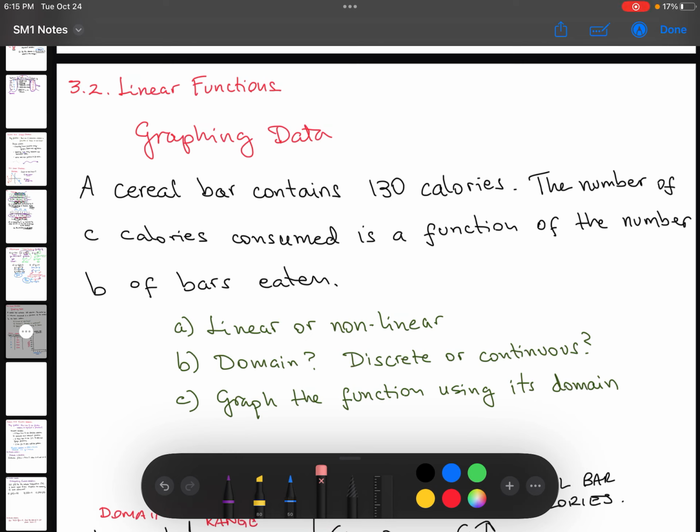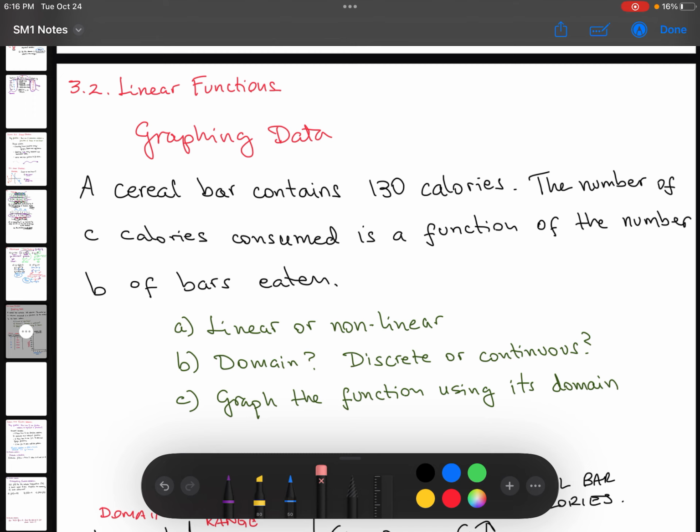Okay, this is our last topic for the lesson in Unit 3.2, where we are learning everything we can about linear functions. Now, we have a real life situation. The first thing we need to determine for this situation is whether it can be represented by a linear or a nonlinear function.